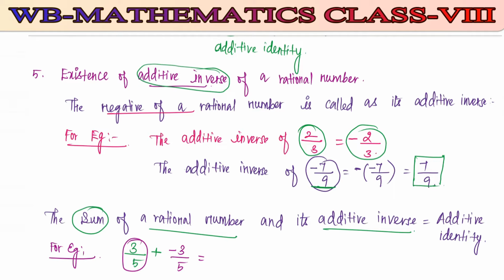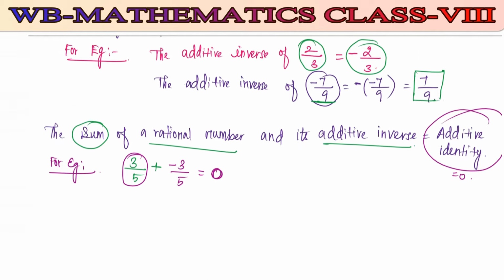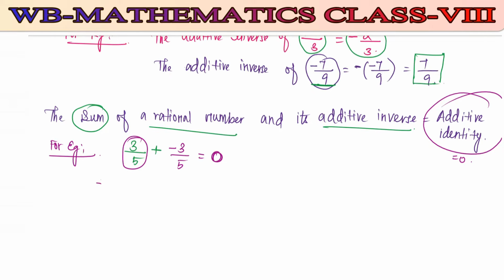So finally the answer will be the additive identity, which is equal to 0. Let me simplify this value to see whether we get 0 or not. Here the denominators are the same, so I can write 5 only once. 3 plus minus 3 is 3 minus 3, which is 0. 0 by 5 is equal to 0. 0 divided by anything, the value is going to be 0. So 0 is equal to 0. We got LHS equal to RHS.